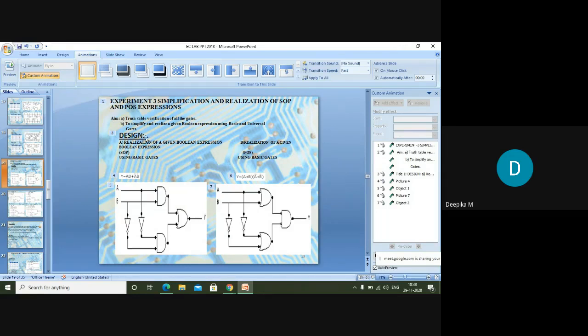And you can see here, coming to the design, it is the realization of a given Boolean expression. This is with respect to the SOP function and by using the basic gates.